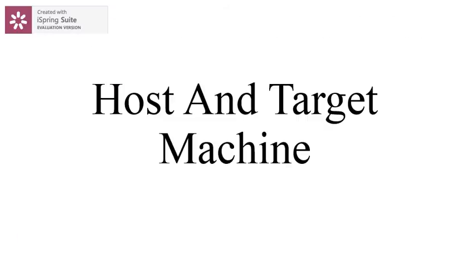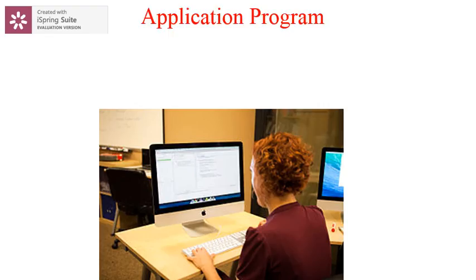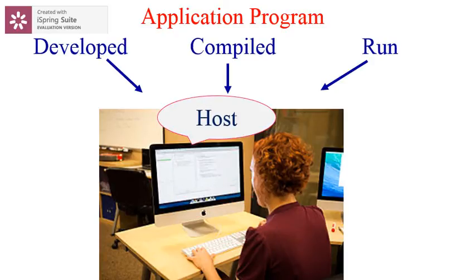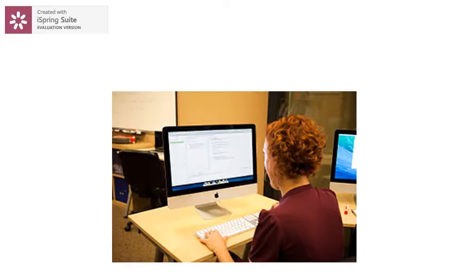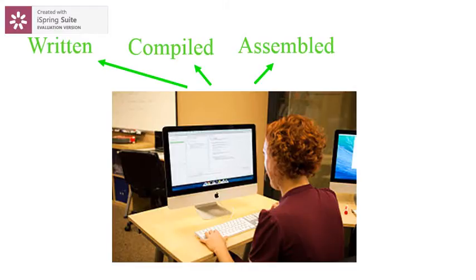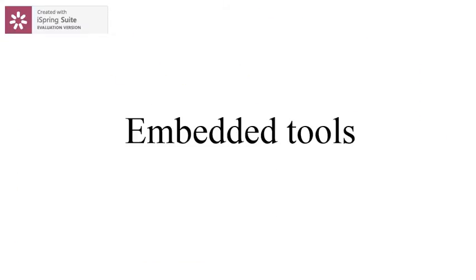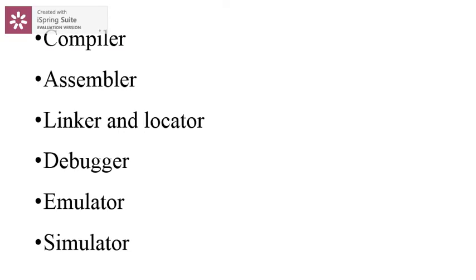Host and target machine. Application programs are typically developed, compiled, and run on the host system. The host is the computer system on which all programming tools are run. Once the program has been written, compiled, assembled, and linked, it is moved to the target. Embedded tools: compiler, assembler, linker and locator, debugger, emulator, simulator.